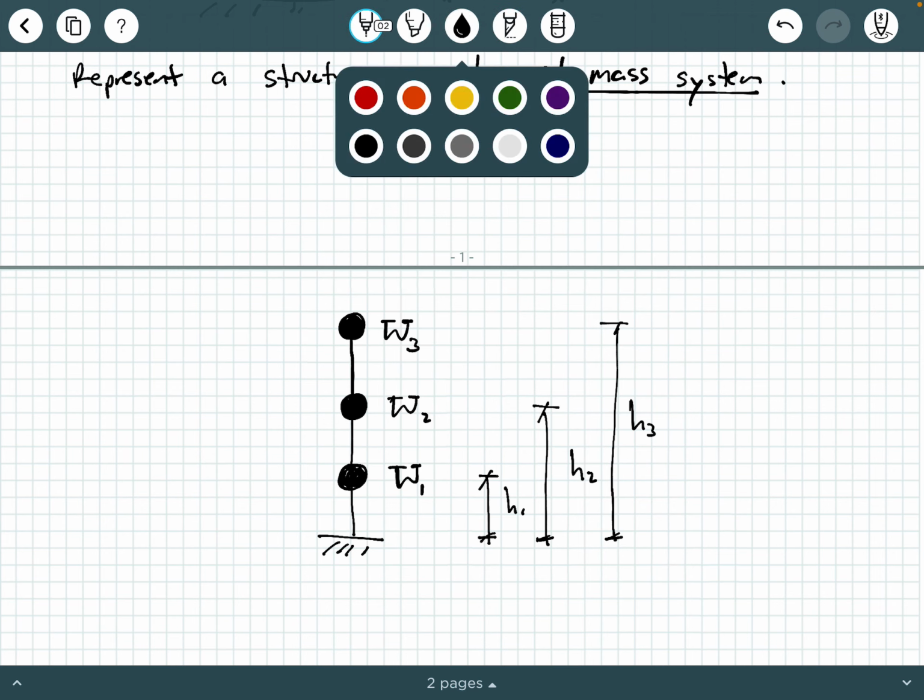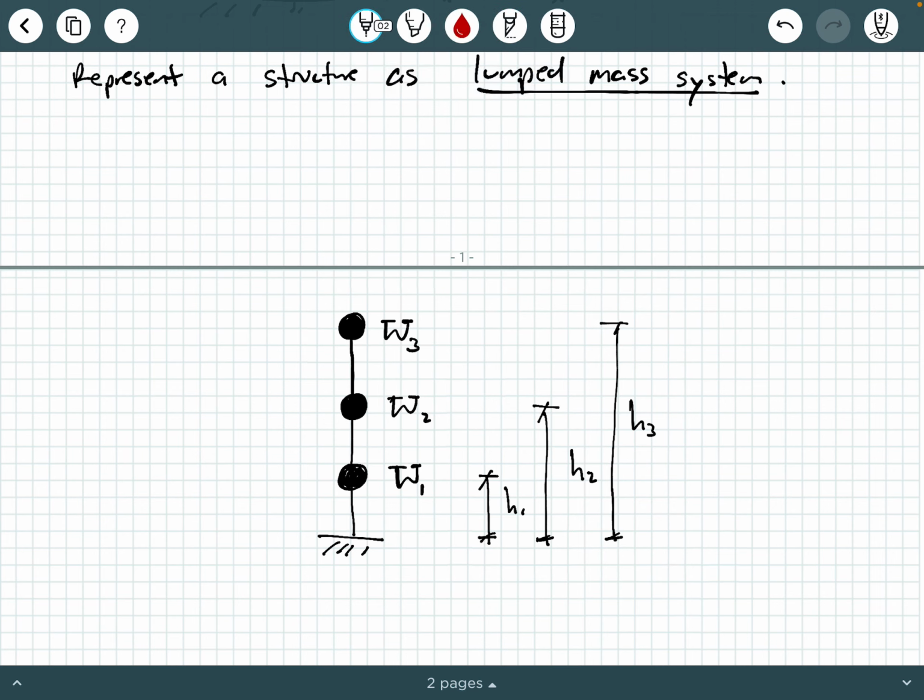Now, at the base, we have a base shear. We mentioned that earlier, a base shear force, call it V, at the foundation level. So we call this the base shear. And then at each story level, we have static story forces. So we'll call this force F1, force F2, and then force F3.